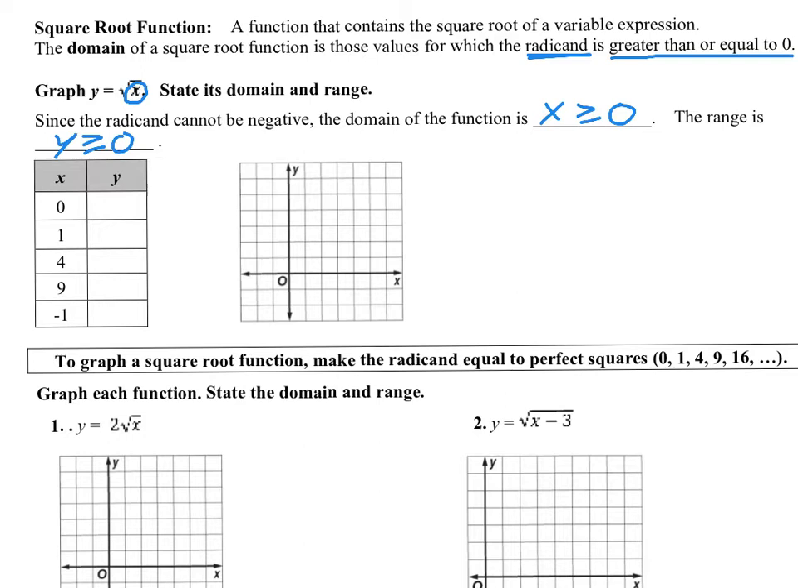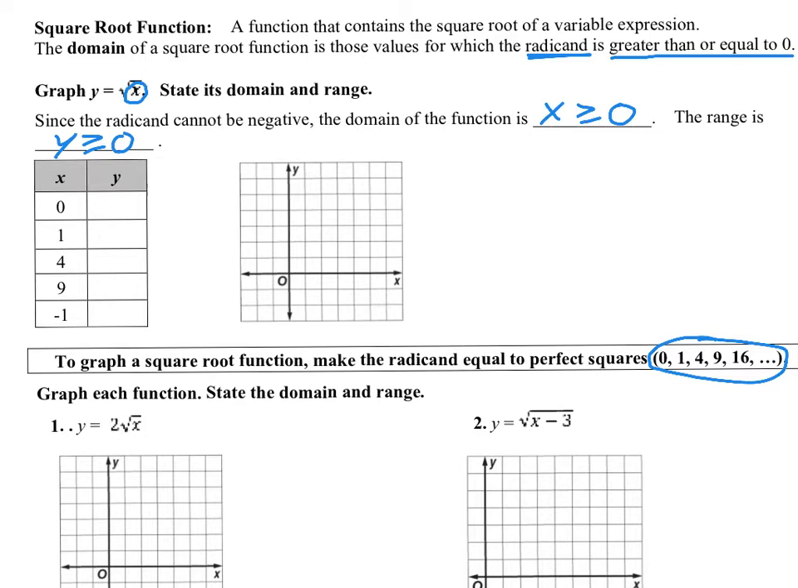Alright, so to graph these, you're going to make a table, and you want to plug in numbers that are perfect squares. So you're not just going to go 0, 1, 2, 3, because it's going to be hard to take the square root of 2 and the square root of 3.